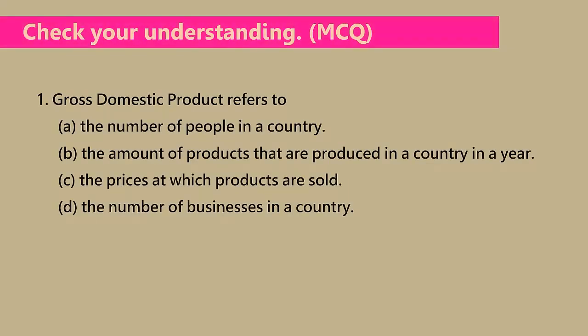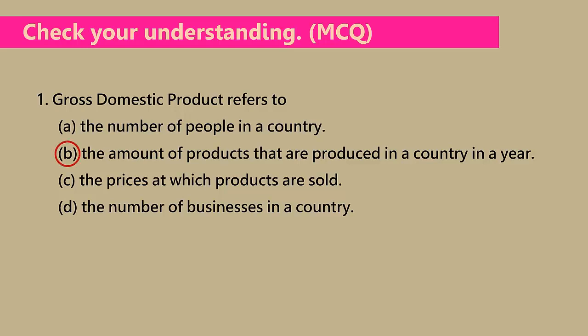Now, let's check your understanding. Choose the correct answer from the multiple choice questions below. Gross domestic product refers to A, the number of people in a country, B, the amount of products that are produced in a country in a year, C, the prices at which products are sold, or D, the number of businesses in a country.